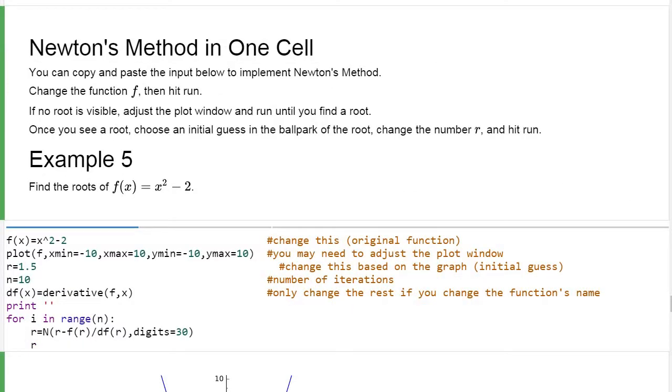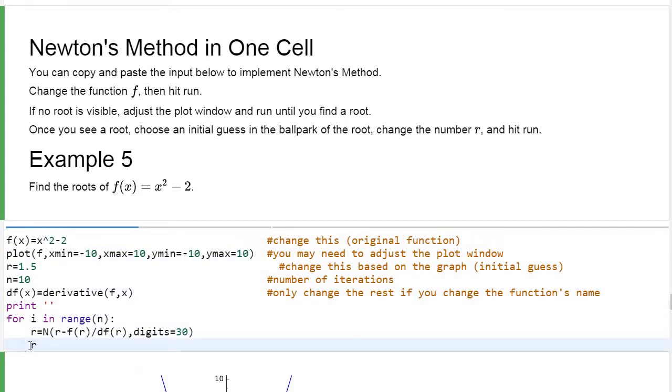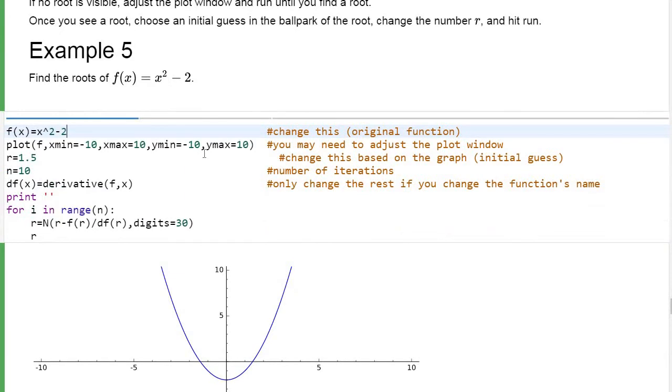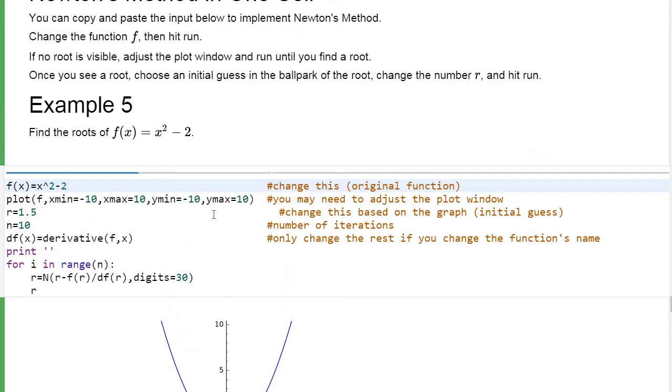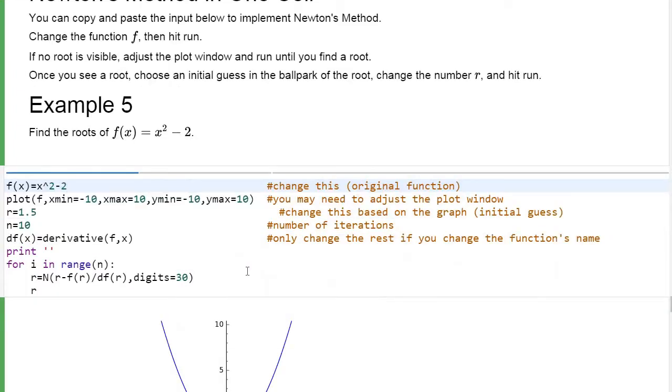Okay, so that was developing the whole method and the theory. Let me finally put it all together in one chunk for you to use for your assignment. So when you get to your assignment to do Newton's method, copy and paste this whole chunk. Make sure when you copy and paste you don't lose this indent here. Remember, this indent is necessary to make it work. So you can change the function f to whatever it is on your assignment, hit run, and look at the graph. You might have to adjust the plot window here, probably on your assignment, and you might not have to, but adjust it if you need to.